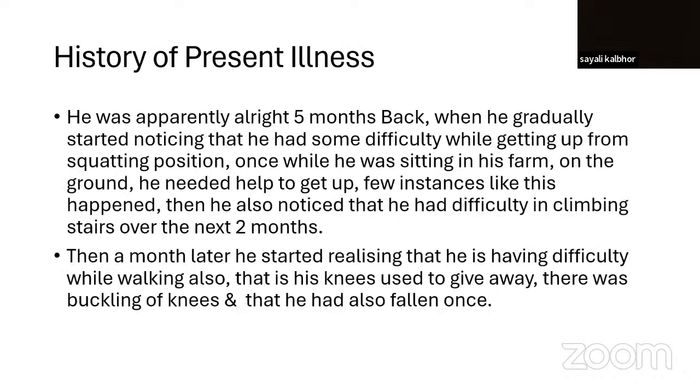The history of present illness goes like this. He was apparently all right 5 months back when he gradually started noticing that he had some difficulty while getting up from the squatting position. Once, while he was sitting in his farm on the ground, he needed some help to get up. Few instances like this happened, and then he also noticed some difficulty in climbing the stairs over the next 2 months. Then a month later, he also started realizing that he was having difficulty while walking. His knees used to give way, there was buckling of the knees, and he had fallen once.